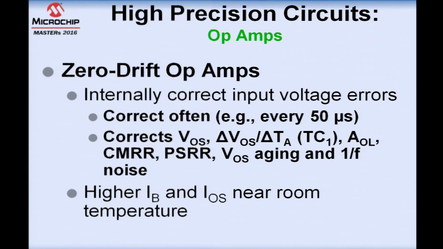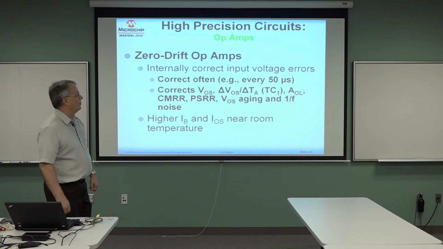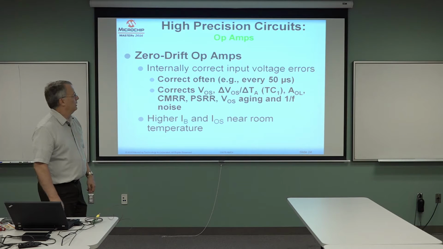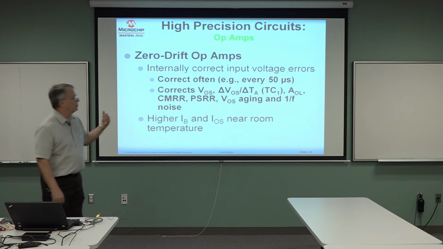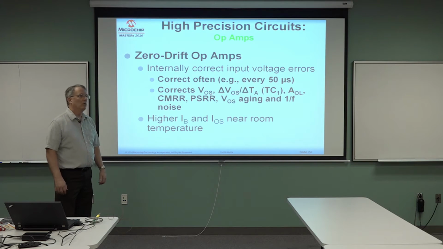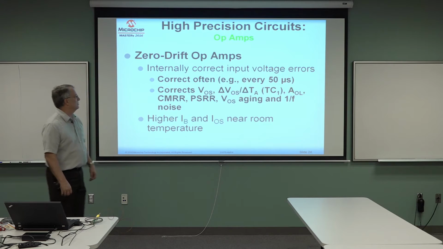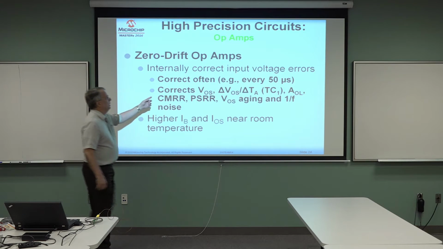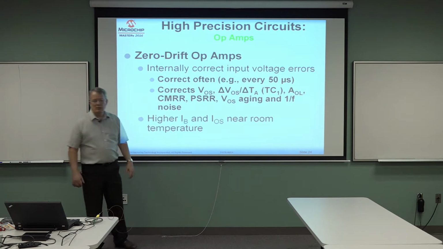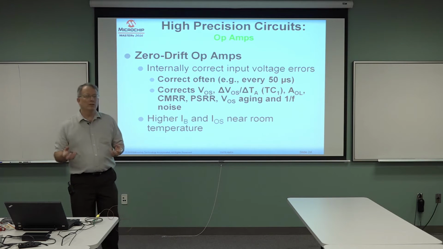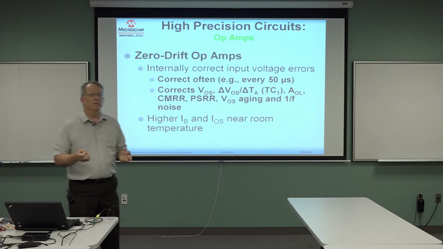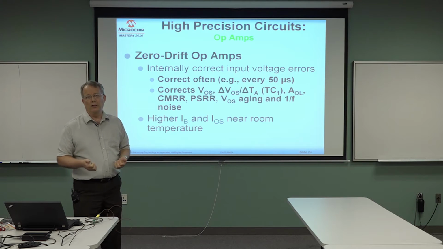But basically, this kind of amplifier internally corrects voltage errors at the input. Today, we correct quite frequently, say, as an example, every 50 microseconds. The traditional old ones might have been about 50 times a second or so, or 20 times a second. In the process, the circuitry doesn't know what causes the voltage error. All it does is measure it. It doesn't know the cause.